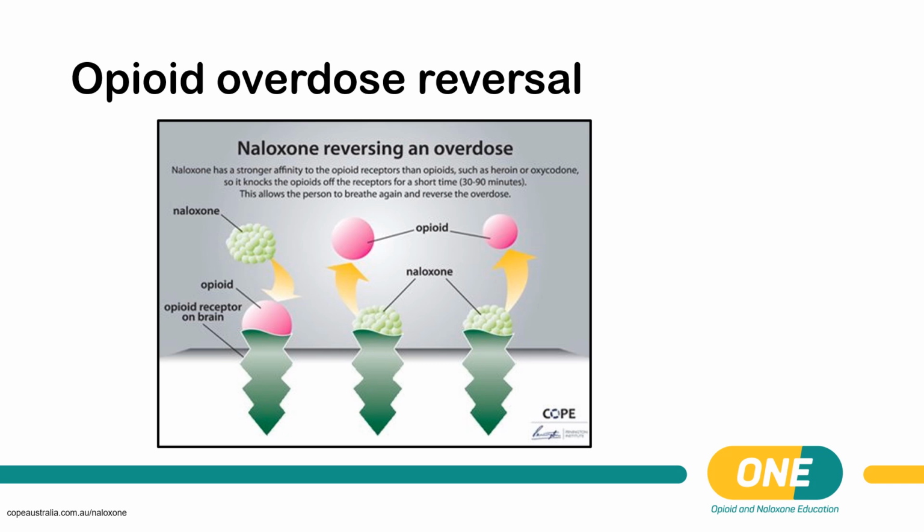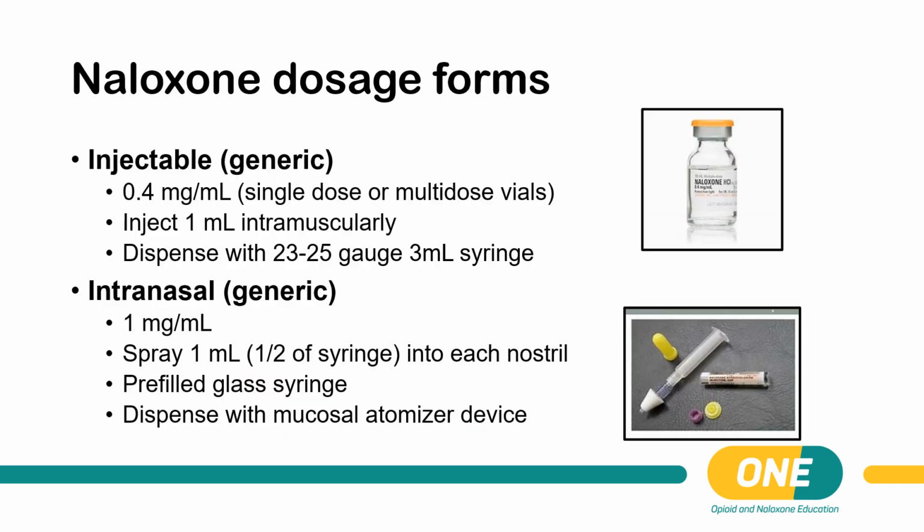However, when naloxone comes in, naloxone actually has a greater affinity for the mu receptor than the opioid. And so naloxone will kick the opioid off of that receptor, as seen here in this picture, and then bind to the mu receptor instead, thus reversing the effects that the opioid is having in the body.